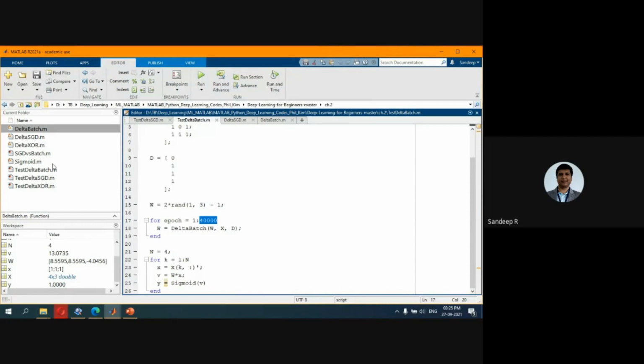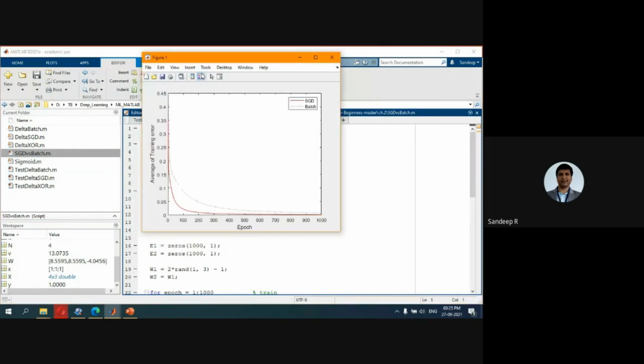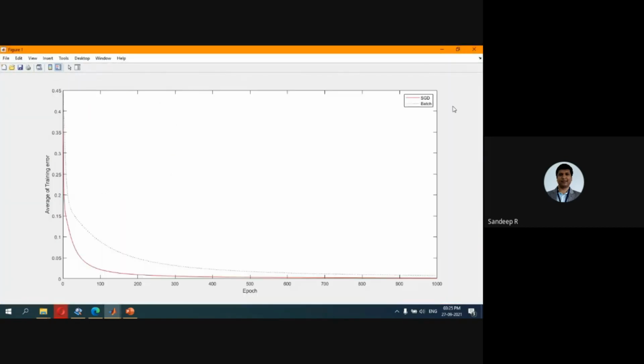Then what is the difference? Let me try to run that and visualize it. What is the difference between the stochastic gradient descent and the batch method? The x-axis represents the epoch, that is, the number of times the training data is passed into the neural network, and this is the training error. Our objective is to make sure that the error is minimized, right? You can see that for an epoch very close to 400, the training error becomes very close to 0. But with the batch method, you can see that even after 1,000 epochs, we are not getting that performance. So that's how it is.